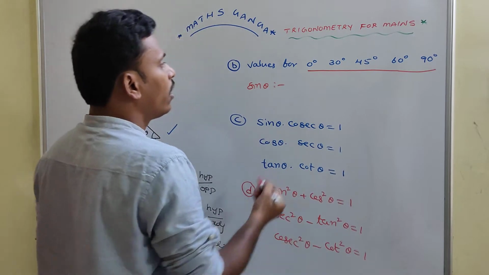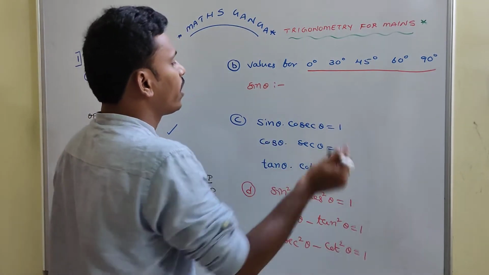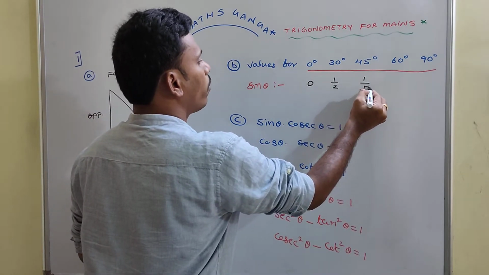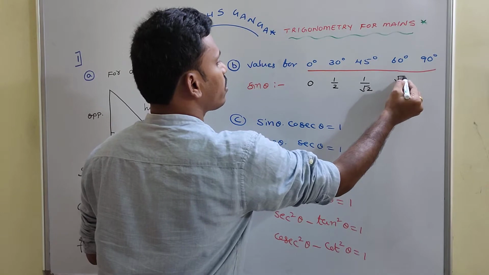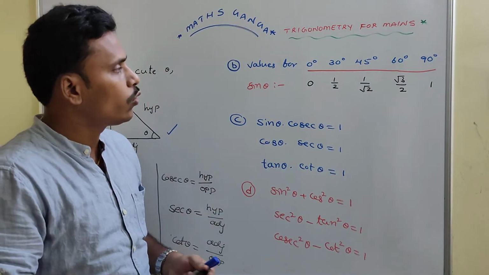For sin theta, the values are, see, sin 0 degrees is what? 0. Sin 30 degrees is 1 by 2. Sin 45 degrees is 1 by root 2. Sin 60 degrees is root 3 by 2. And sin 90 degrees is 1. For sin, you need to memorize.